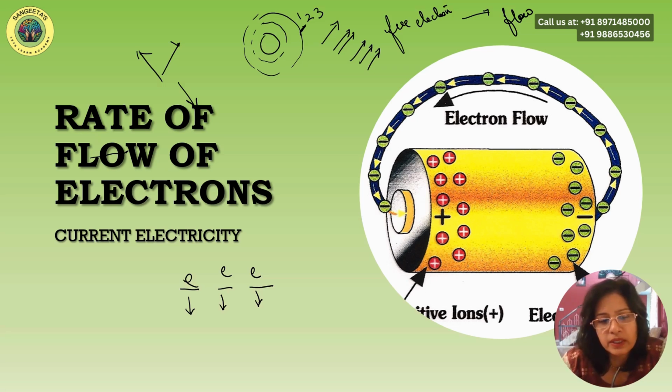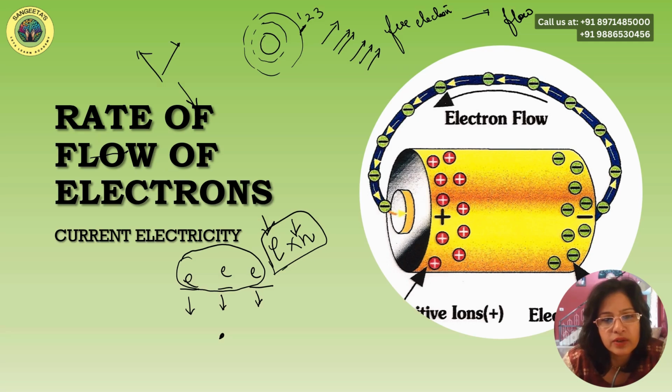Rate of flow of electron means how many electrons are flowing with their individual charges. So what is the total charge that is passing through a certain point? Here e is the charge of 1 electron, into the number of electrons. So we can say this is the total charge, right? So rate of flow of electron will be flowing with their numbers and their charge. So rate of flow of electron means charge, and rate of means divided by time. So we can say that current electricity I is equal to charge by time.